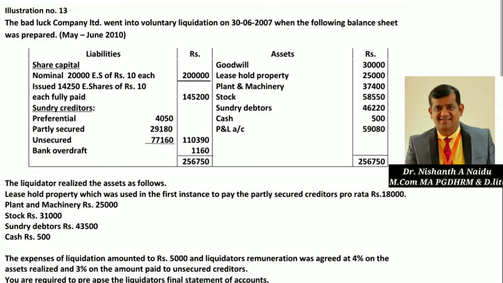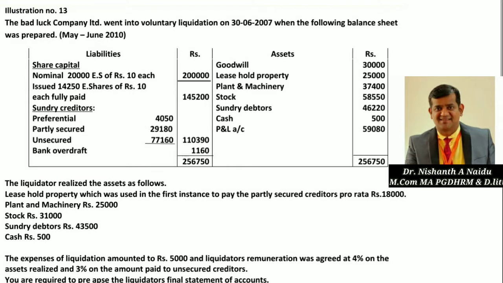So this is the problem, dear students, for which you are supposed to find the solution. So now you must understand the problem very carefully. Then we have to move on to the solution part. So let us analyze the problem carefully. First the company name they have given, and it went into liquidation on 30th June 2007. That is fine. In the liability side, you have to observe that under share capital, there is a nominal 20,000 equity shares of rupees 10 each, 2 lakh rupees has been given.